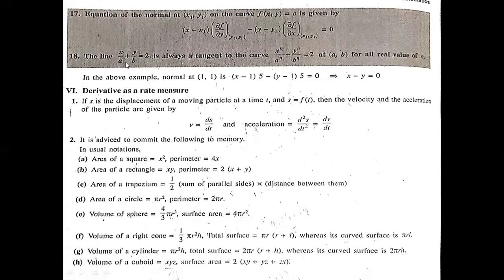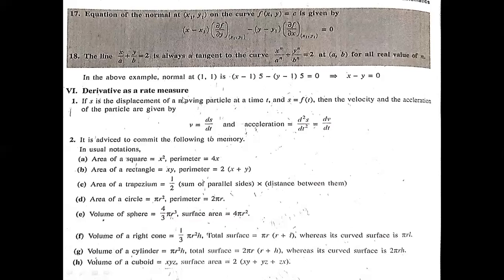18th one. The line x/a + y/b = 2 is always a tangent to the curve xⁿ/aⁿ + yⁿ/bⁿ = 2 at (a, b) for all real values of n. In the above example, the normal at (1, 1) is (x − 1)·5 − (y − 1)·5 = 0, that is x − y = 0.